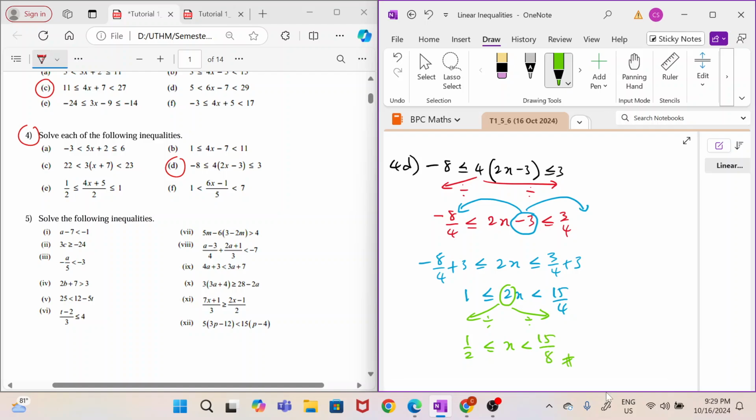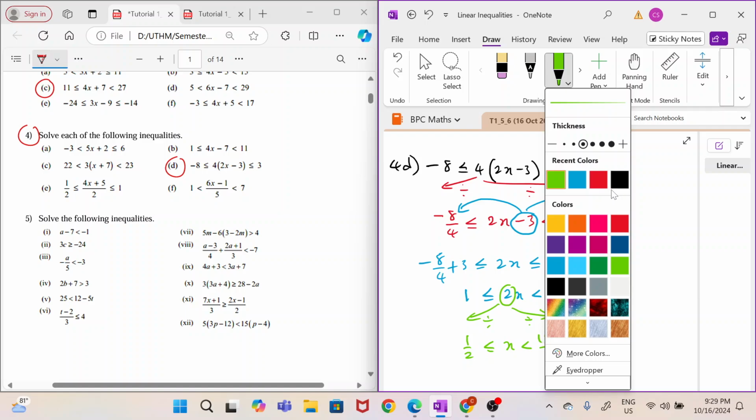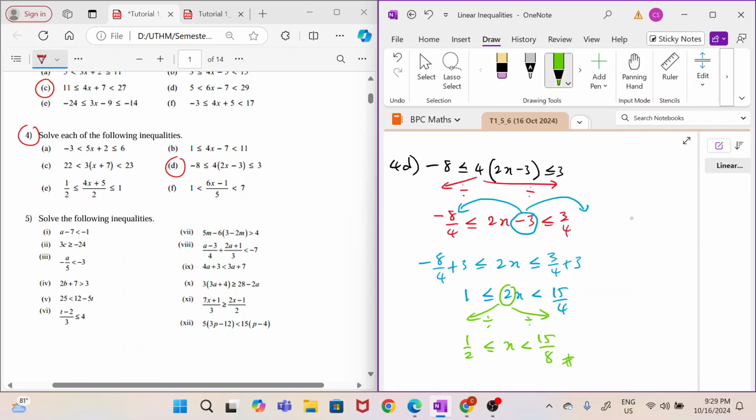This is the answer. Okay, and you can do the same number line. Okay, number line system. Do they ask number line? This one no number line. So this you can leave the answer like this.